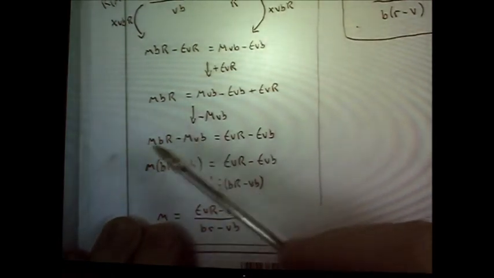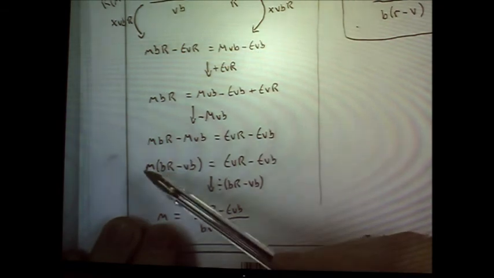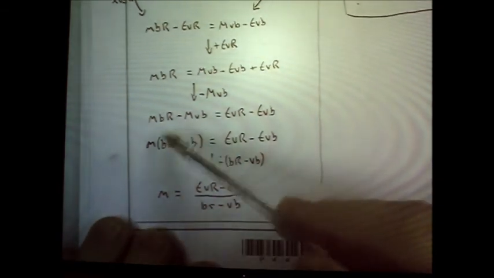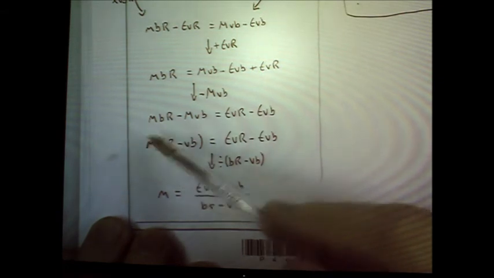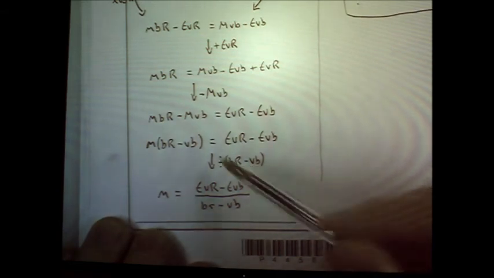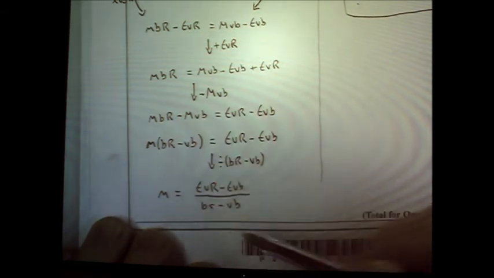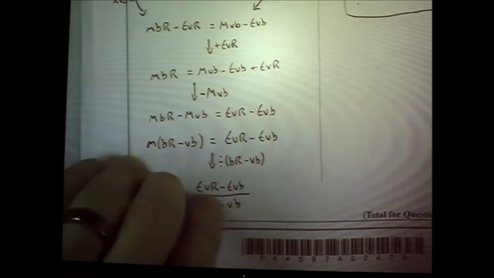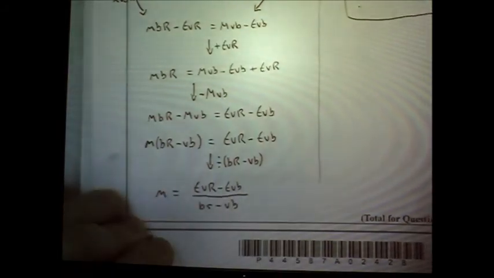Then I've factorised this, because m is common in both MVR and MVB, so put m on the outside of the brackets equals that. When I get m on its own, it's being multiplied by BR take VB. So I've divided by BR take VB, which gives me this here. You can also go a little bit further, and I have moved on, but I'll probably get you the marks up to there to be fair.